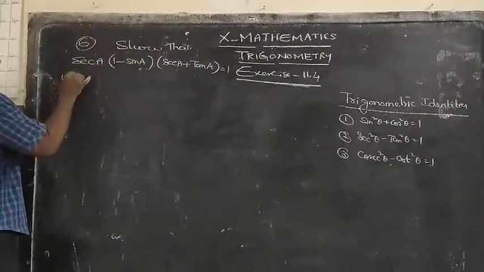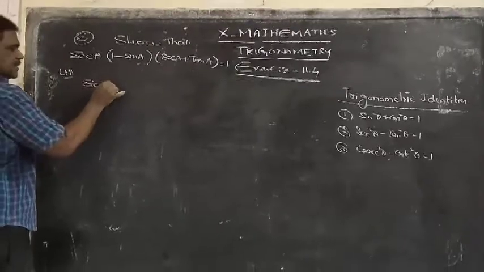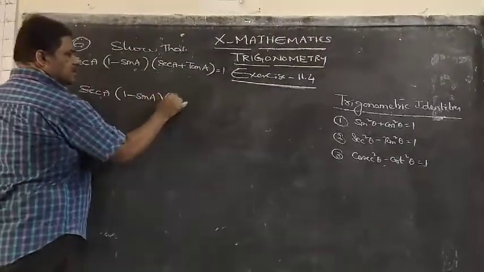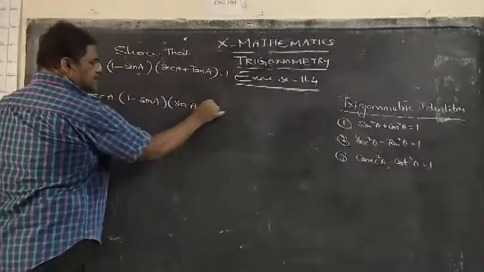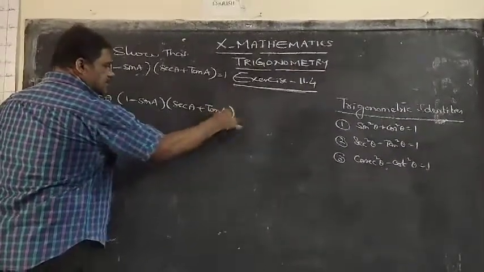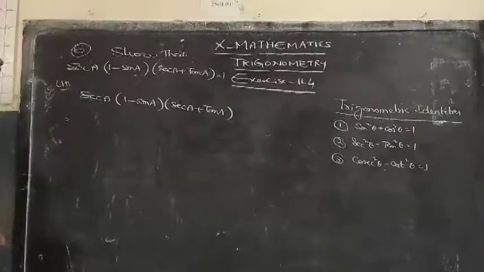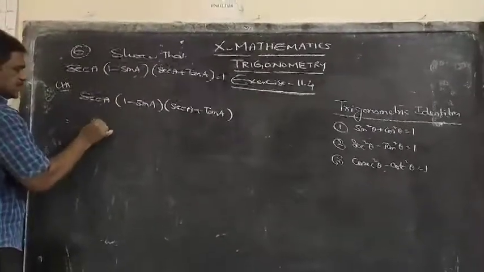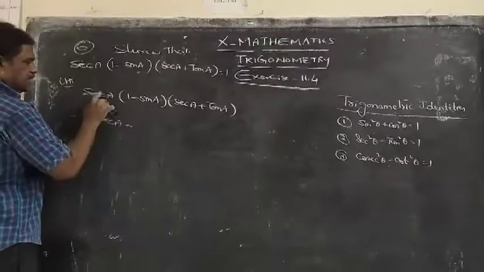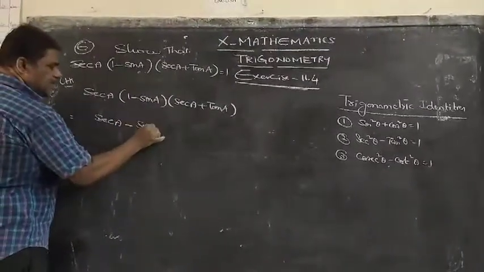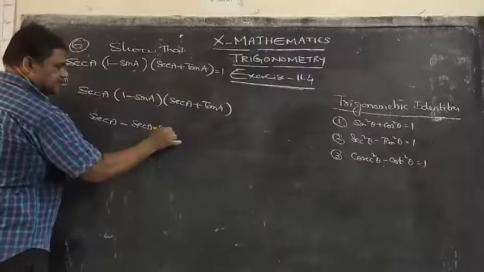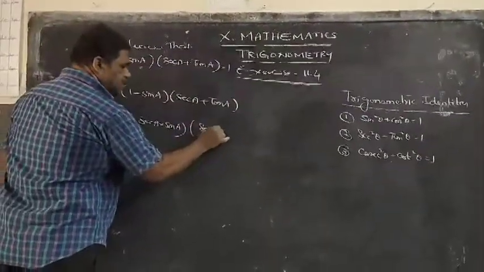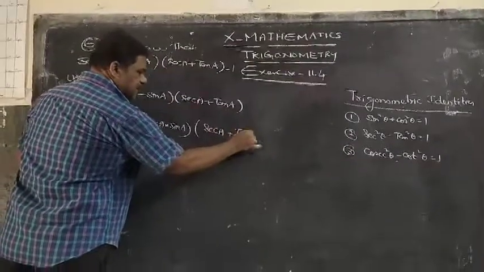Now let us take LHS. Secant A into 1 minus sin A, secant A plus tan A. First you multiply these two. Secant A into 1, secant A minus secant A into sin A. This second term you write as it is, don't disturb it. Secant A plus tan A.